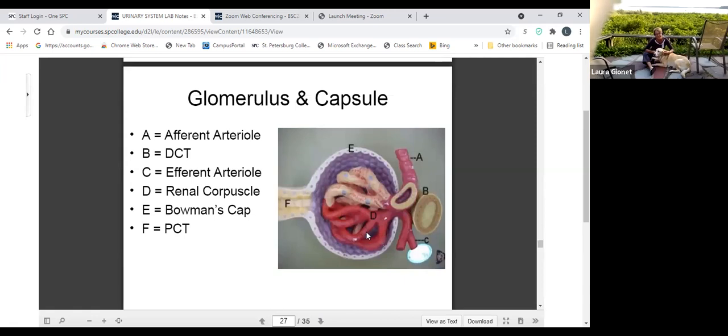Again, here we have a newer model, but identifying the afferent arterioles, glomerular capillaries, Bowman's capsule, proximal convoluted tubule. Where B and A meet here is the juxtaglomerular apparatus.